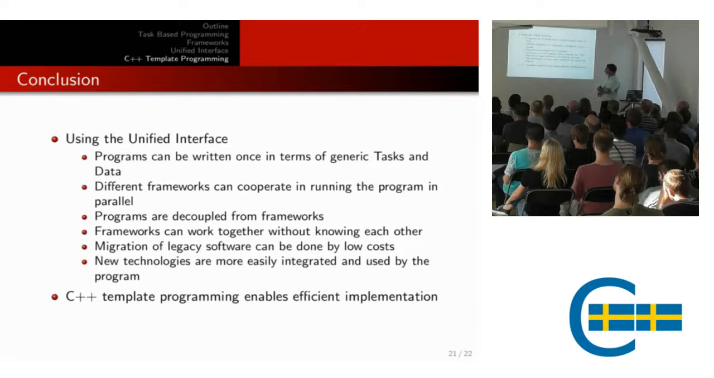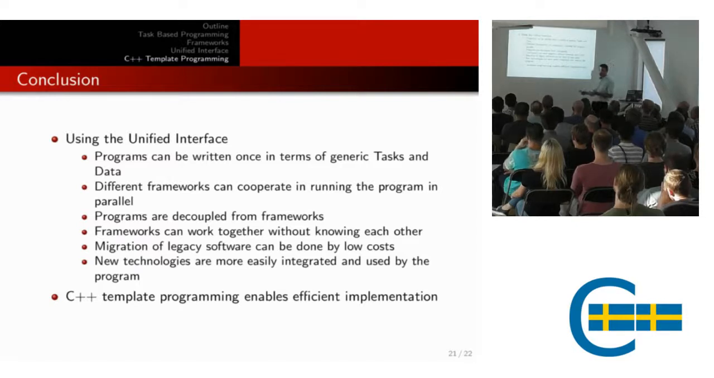So as a conclusion, using this unified interface, a program can be written once, as I emphasize, in terms of generic tasks and data. And different frameworks can cooperate together without knowing each other. SuperGlue and StarPU are working together. Some tasks are scheduled by StarPU, and when they get ready to run, they will be run by SuperGlue, for example. But neither of these two frameworks knows about the tasks or task structures of the other framework. They just know this generic task or the unified interface. And programs are decoupled from frameworks. That's a good achievement, and this is good to know, to have this unified interface.